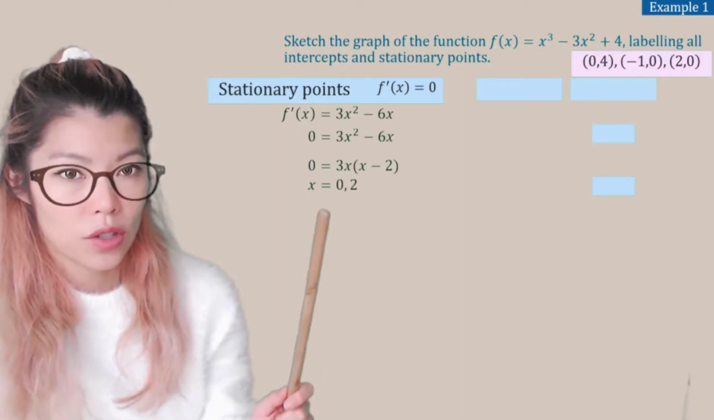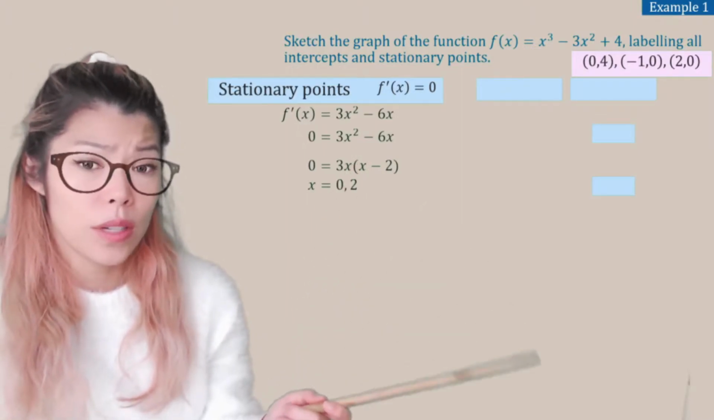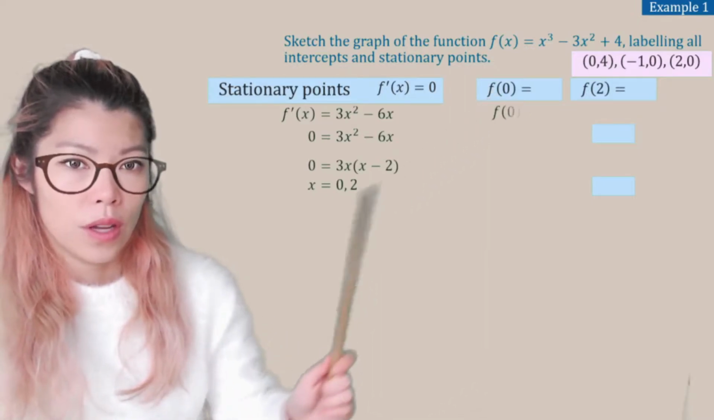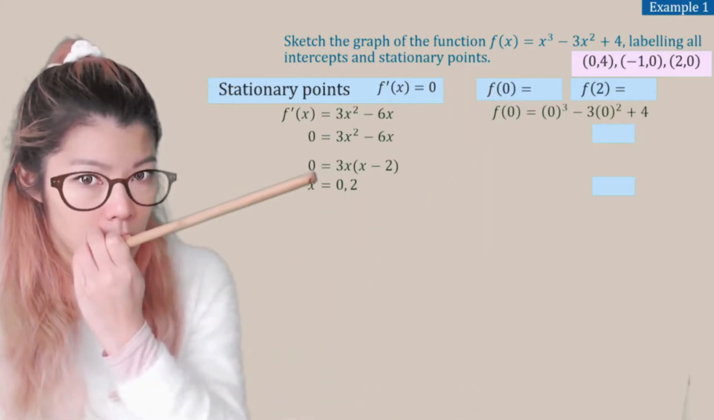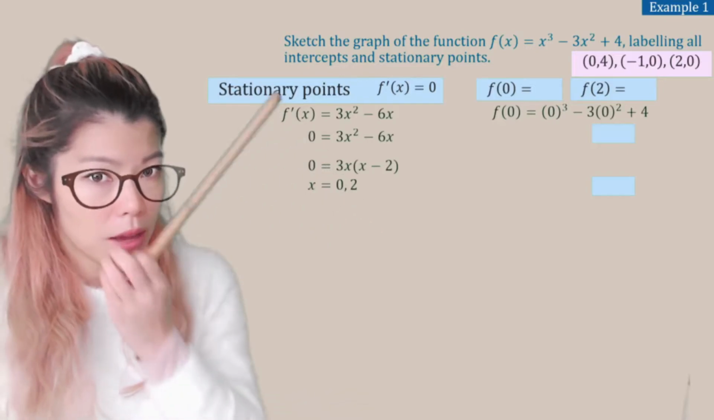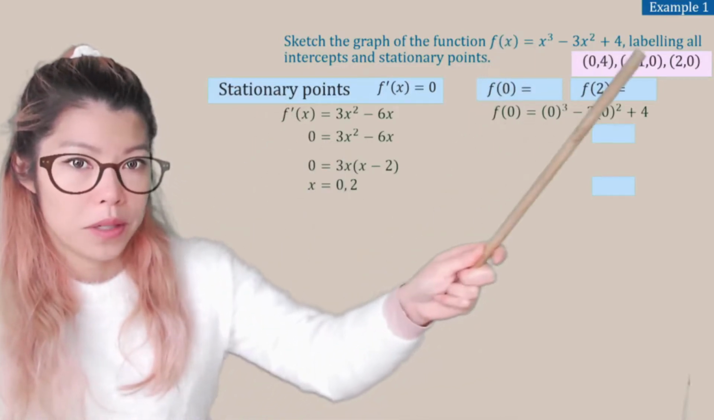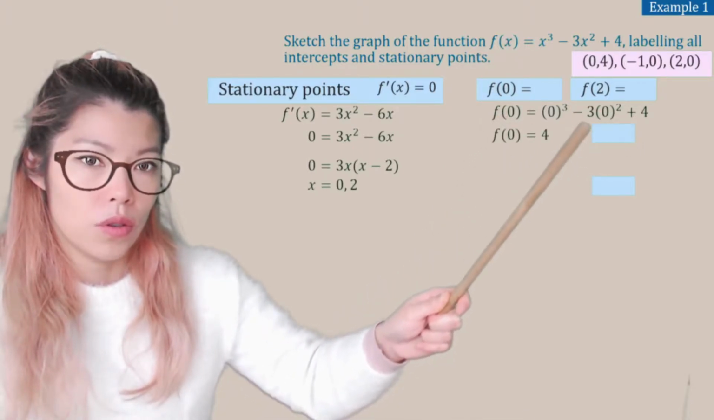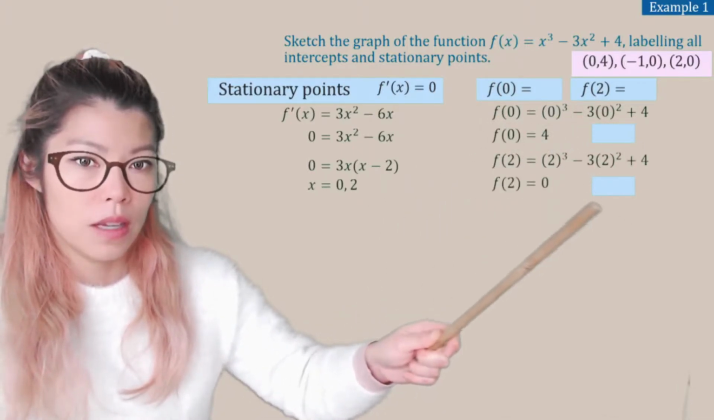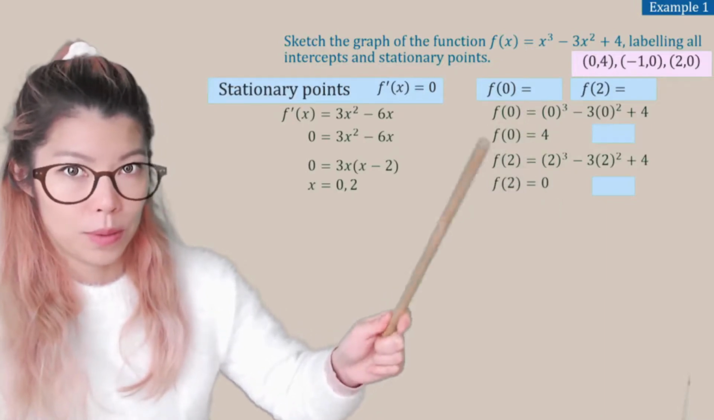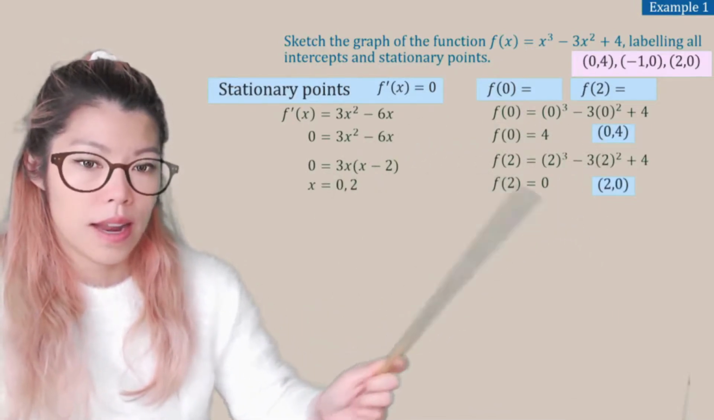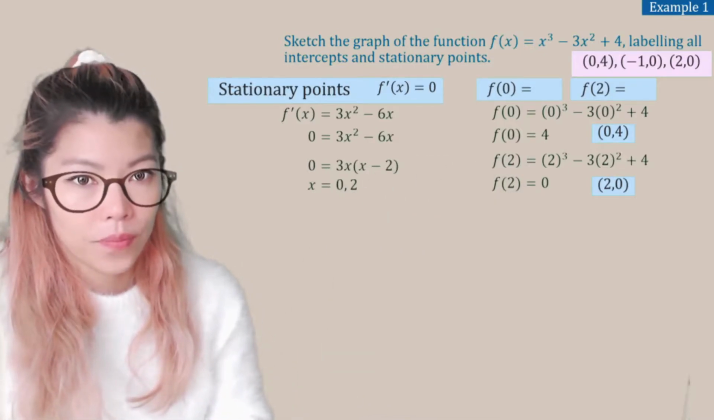So we have two stationary points. How do we determine what they are? First of all, we have to figure out what the y values for these are. To find the y value, we plug into the original equation. So f(0) gives me 4 and f(2) gives me 0. It just happens to be 0. So we have two coordinates for the two stationary points, and now we're going to figure out what they are.